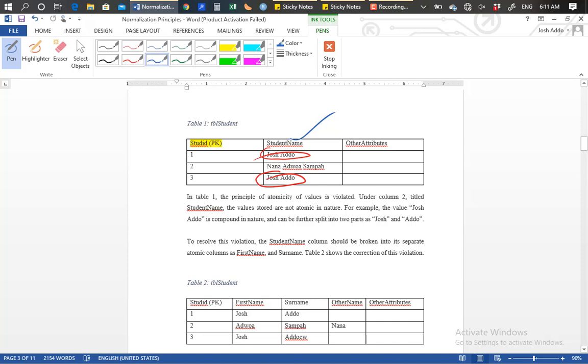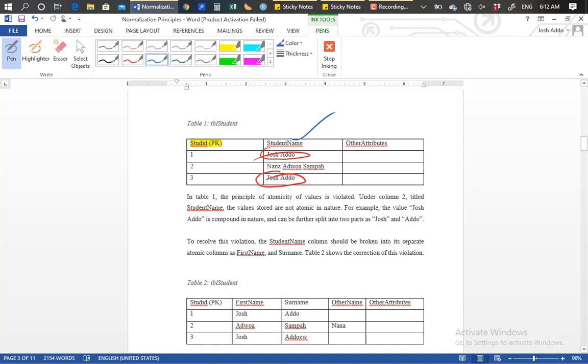So if you look at student's name, it communicates the idea that the values under that column should be compound, because a typical student has at least two names, first name and surname. Some even have more. So the solution is that we break the column into the various parts of names that we commonly use. Name is basically broken into first name, surname, and some people have maybe other names.